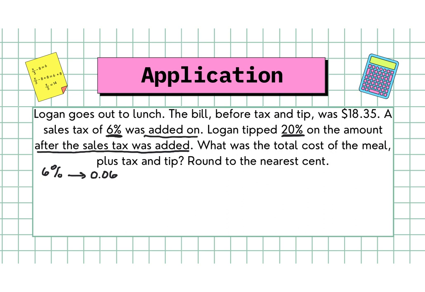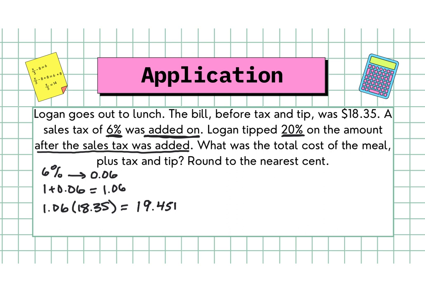We are adding on to our original bill, so we're going to add 1 plus 0.06, which is 1.06. We'll take that number and multiply it by our original amount for our bill, which is $18.35. And my calculator tells me that that is 19.451. Now, even though it says we're going to round to the nearest cent, I'm going to leave that number as is until the very end. That's when I'll do my rounding.